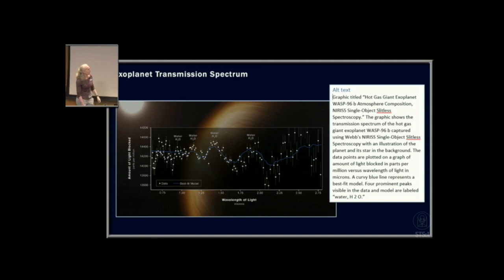Here's the short alt text for this, which goes like this. Graphic titled Hot Gas Giant Exoplanet WASP 96b Atmosphere Composition, Nearest Single Object Slitless Spectroscopy. The graphic shows the transmission spectrum of the hot gas giant exoplanet WASP 96b captured using Webb's Nearest Single Object Slitless Spectroscopy with an illustration of the planet and its star in the background. The data points are plotted on a graph of amount of light blocked in parts per million versus wavelength of light in microns. A curvy blue line represents a best fit model. 4 prominent peaks visible in the data and model are labeled water, H2O.